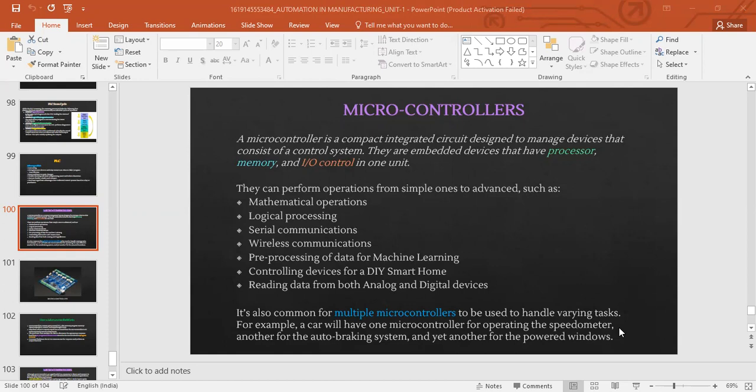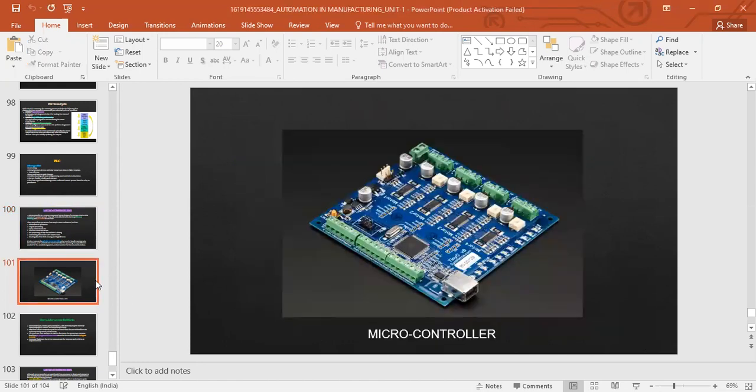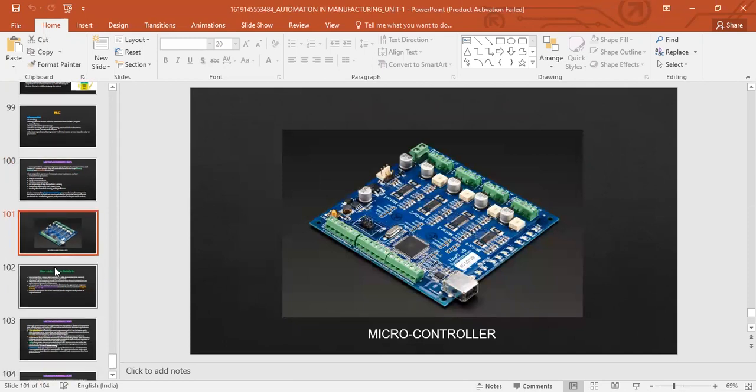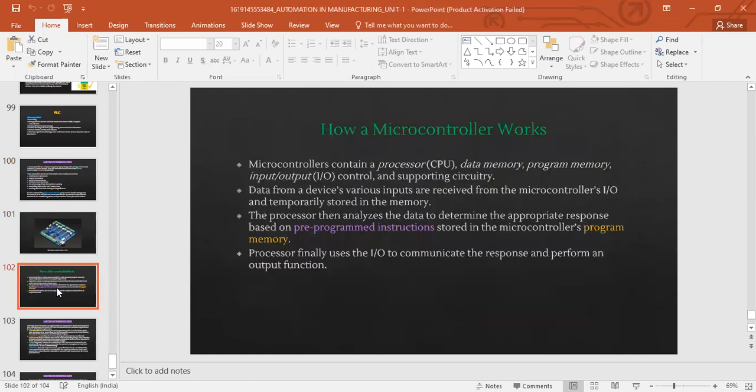Earlier you used to have that lever, now we have it with a button, right? With a click of a button you can move it up or down. That is also controlled by a microcontroller, okay? Just next, you see, that's how a microcontroller looks. How does it work?